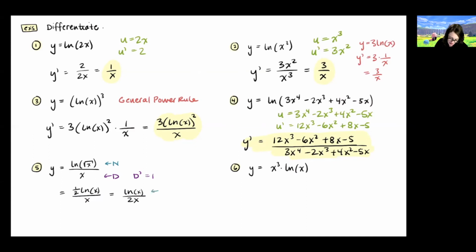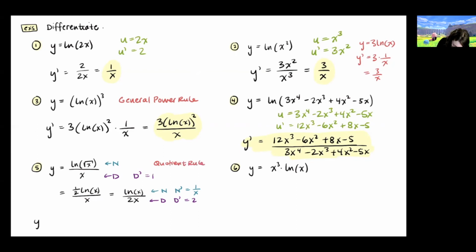Okay, so now we've got an n where the n prime is pretty simple, right? Natural log of x's derivative, that's the new stuff. So that's 1 over x. And now our d prime will be 2. So I think this is a little bit easier to use the quotient rule on. Maybe I should have written this up here, right? Quotient rule. So let's go ahead and put that together.